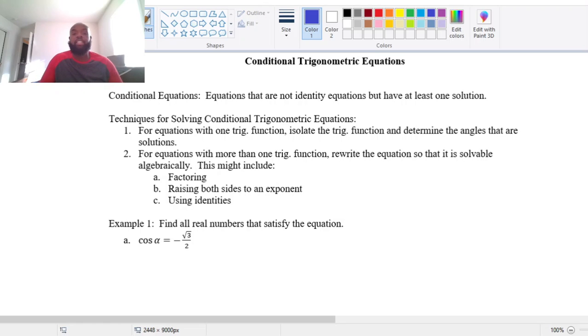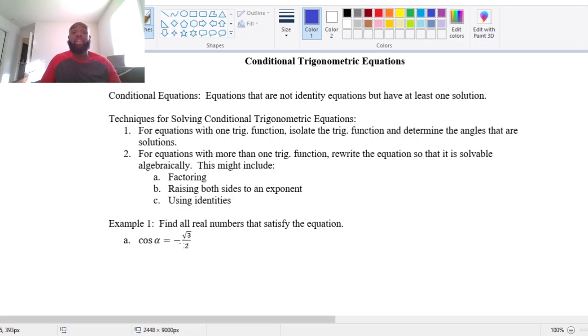What we're going to do is look at conditional trigonometric equations, and there are basically two techniques that we're going to use to solve them. It depends on how many trig functions we see in the actual equation. For equations with one trig function, we're going to isolate the trig function. Remember, isolate in math when we're talking about equations means to get it on one side of the equation and everything else on the other side. Sort of like this equation here in example 1, part A. We have cosine of alpha isolated on one side, and then we have a constant on the other side, right?